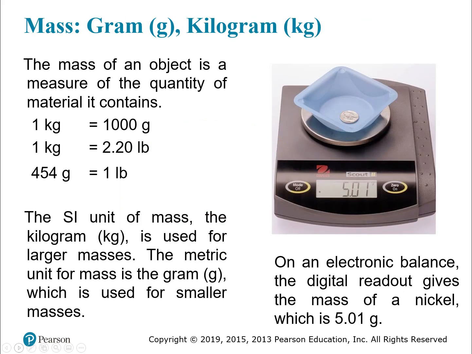For mass, the metric units, we use gram, SI units, kilogram. They're related. You see gram in both of the names, and shortly you're going to see how they're related. But when you're looking at the mass of an object, you're measuring the quantity of material that it contains. Again, in SI, you're going to express that in kilograms. Metric system, you're probably going to stick with grams.